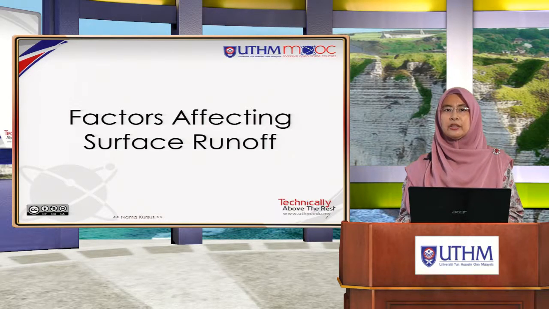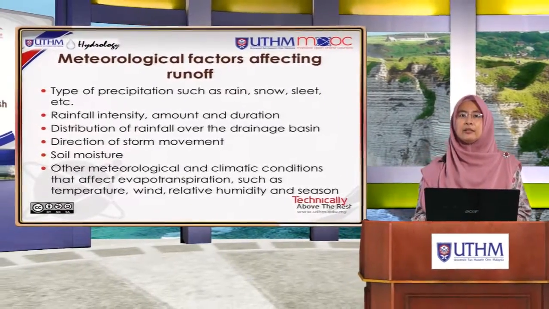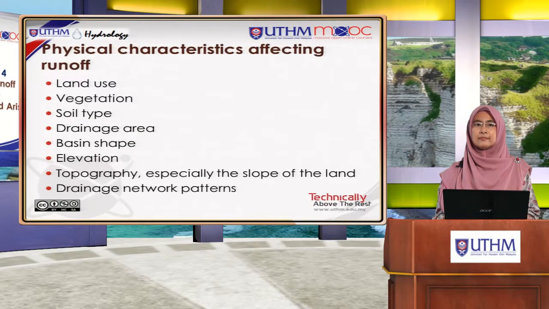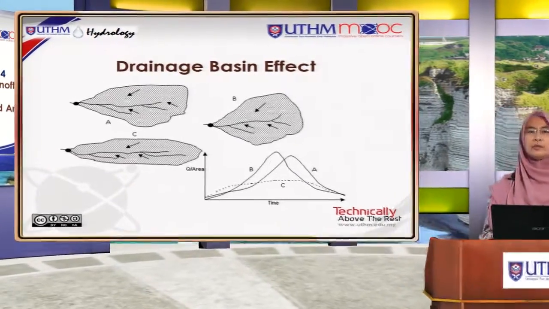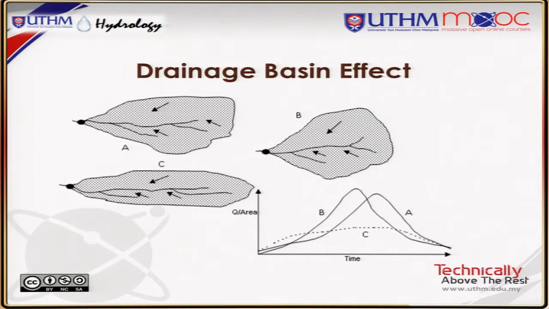Now, we look into the factors that affecting surface runoff. Surface runoff can be affected by meteorological factors such as these are the physical characteristics that affecting runoff. Now, we take a look at one example of the effect of basin shape towards surface runoff. Can you suggest which one has the greatest effect on surface runoff?